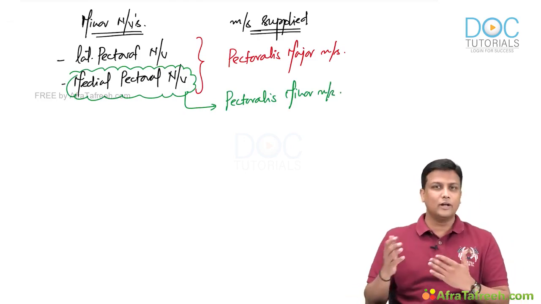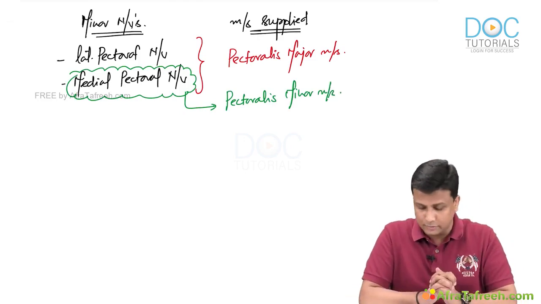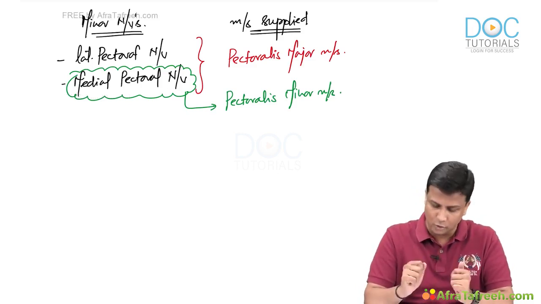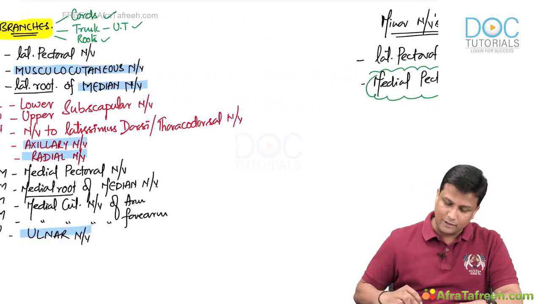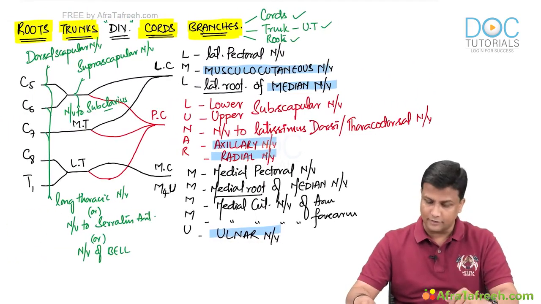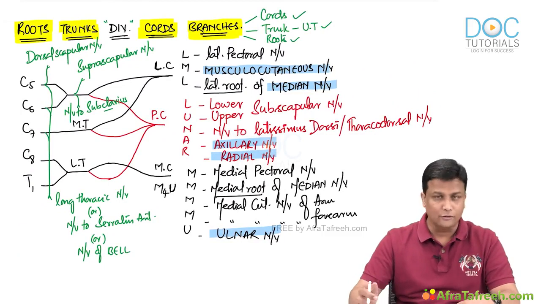So lateral pectoral and the medial pectoral, out of those two, remember only the medial pectoral nerve will be supplying to pectoralis minor muscle, guys. No confusion at all. Now let us again go back to the brachial plexus and see what the other minor nerves are that we are left with.